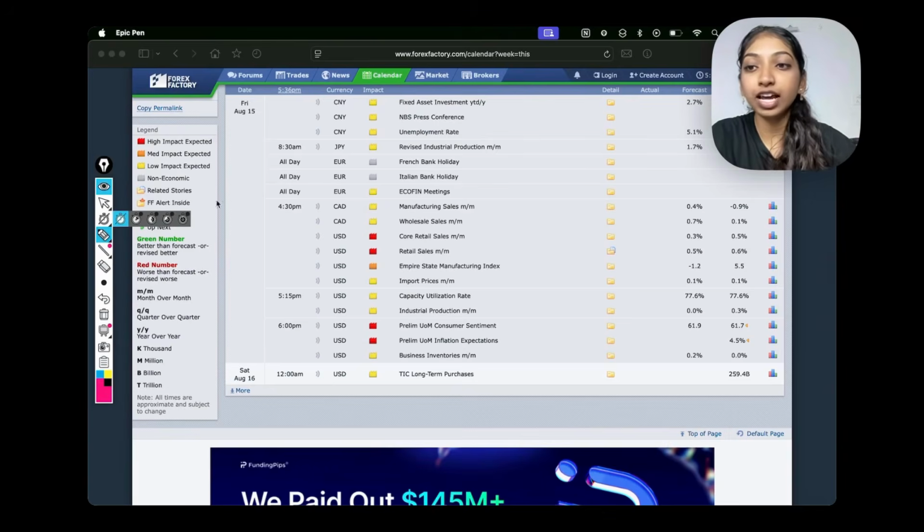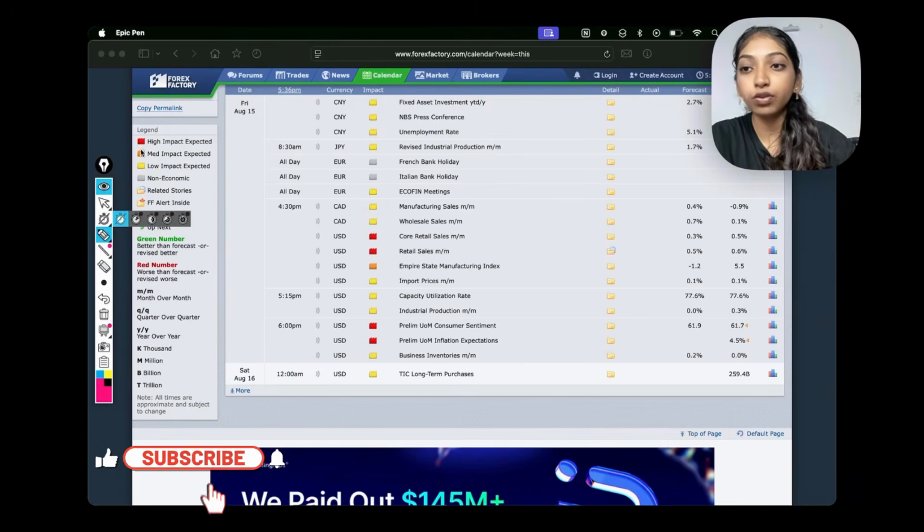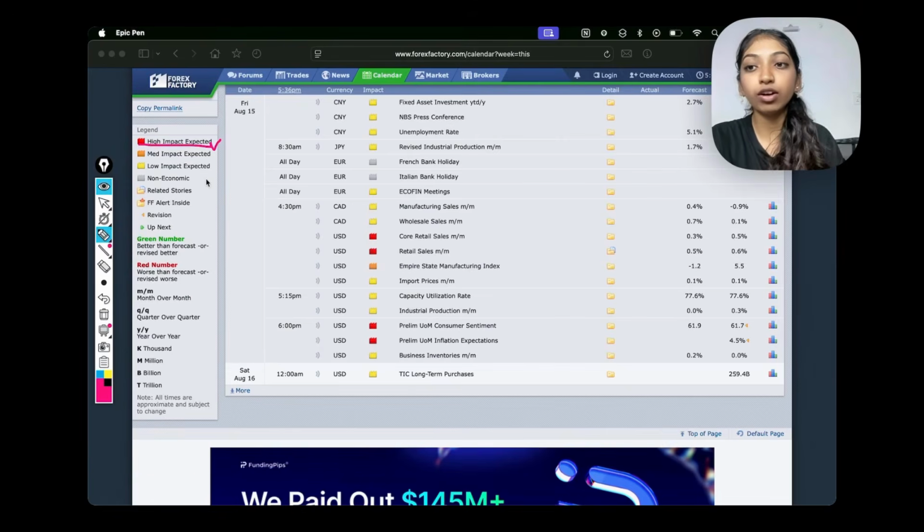Alright, now let's understand these folders. So first folder is the red folder, which is high impact expected. This will just give you a one-line answer of what all these folders mean, but let me explain to you in a broader way, more in depth. So first off, the red folder is high impact news, right? These have massive volatility in the market, like CPI data, FOMC, NFP, big dogs only.